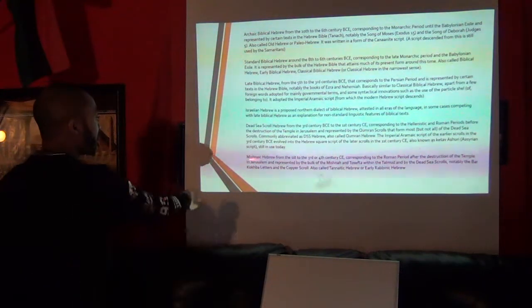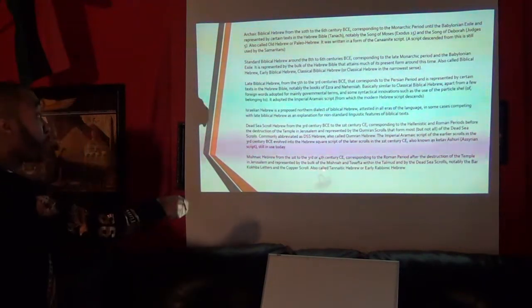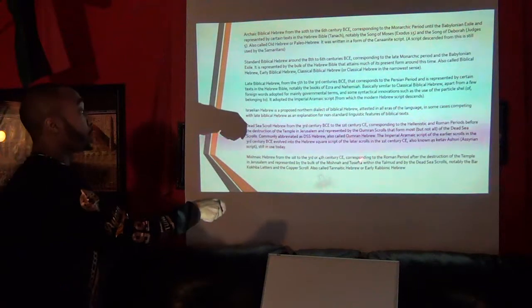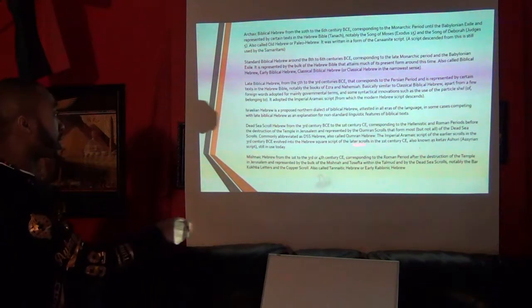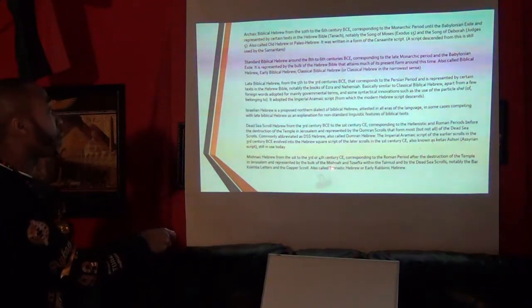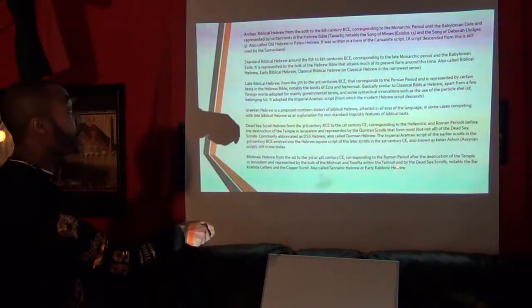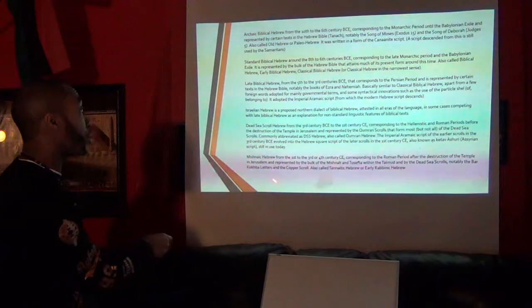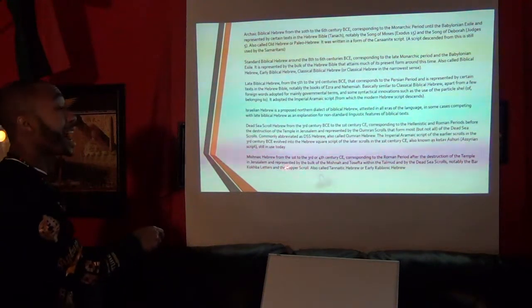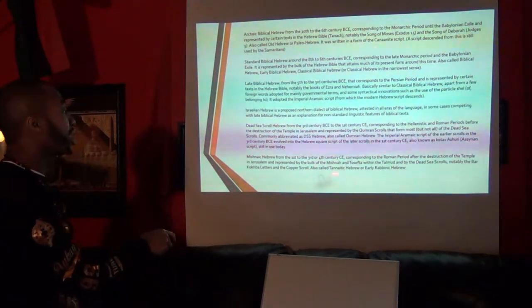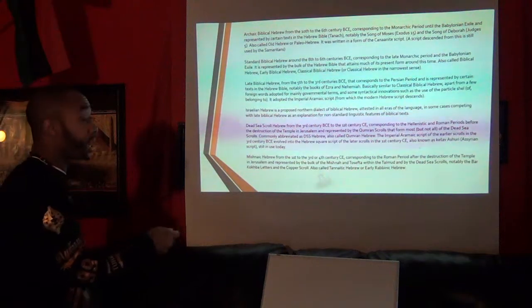Mishnaic Hebrew, from the 1st to the 3rd or 4th century CE, corresponds to the Roman period after the destruction of the Temple in Jerusalem, and is represented by the bulk of the Mishnah and Tosefta within the Talmud, and by the Dead Sea Scrolls, notably the Bar Kokhba letters and the Copper Scroll. It is also called Tannaitic Hebrew or Early Rabbinic Hebrew.